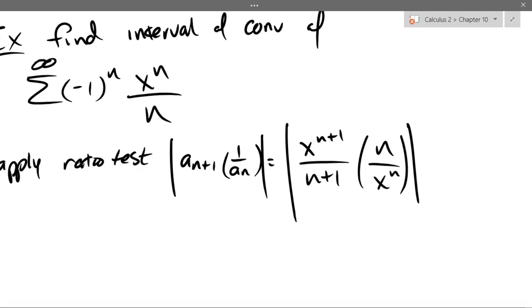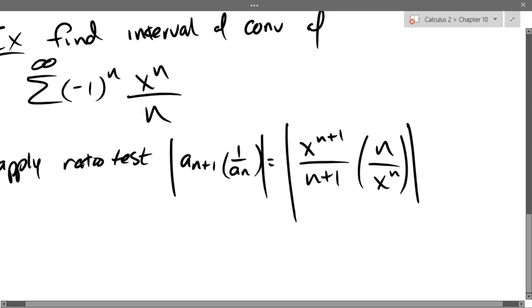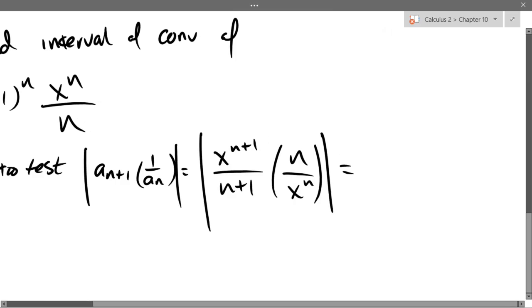It would have reduced down. We would have had one more negative 1 on the numerator than the denominator, so it would have just put a negative sign in front of the whole fraction. But because we're going absolute value, I don't care that that negative was there. All right, this is easy reduction right here. We're going to get x times n over n plus 1. So that algebra is pretty easy to see if you've been keeping up on your homeworks.